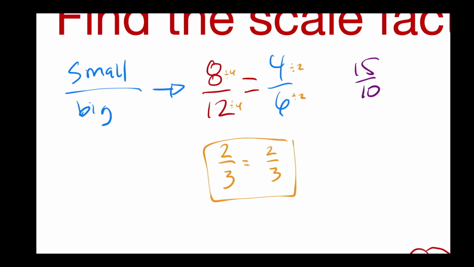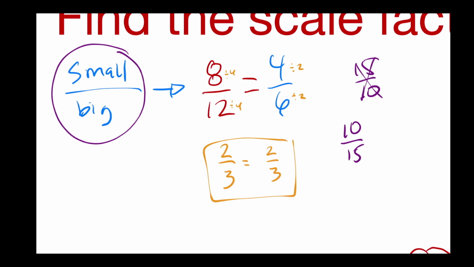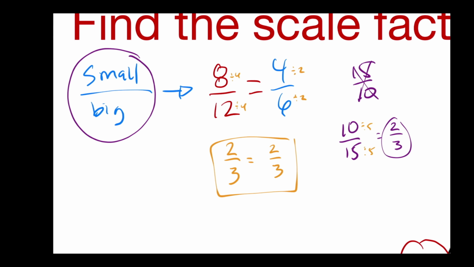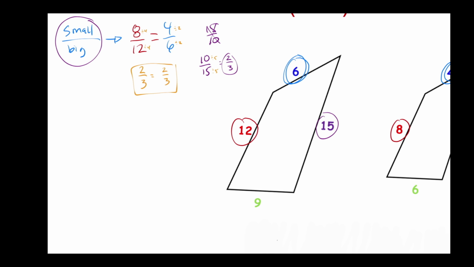Yeah, right. That one's big over small. That's not what we're doing here. We got to see how we're comparing. You always have to look back and see how you're comparing because order matters. In this case, we're saying small to big, so it should be 10 over 15. And if I divide by 5 on top and bottom, numerator and denominator, I will get 2/3.